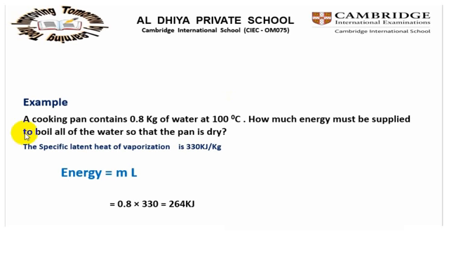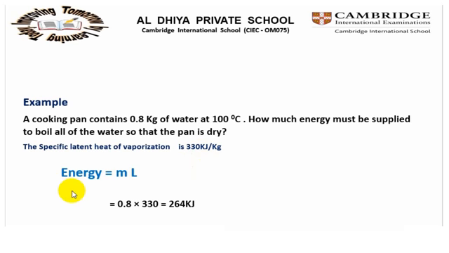Let us take this problem. If we have a cooking pan containing 0.8 kilogram of water at 100 degrees Celsius, how much energy must be supplied to boil all the water so that the pan is dry? If the specific latent heat of vaporization is 330 kilojoule per kilogram.